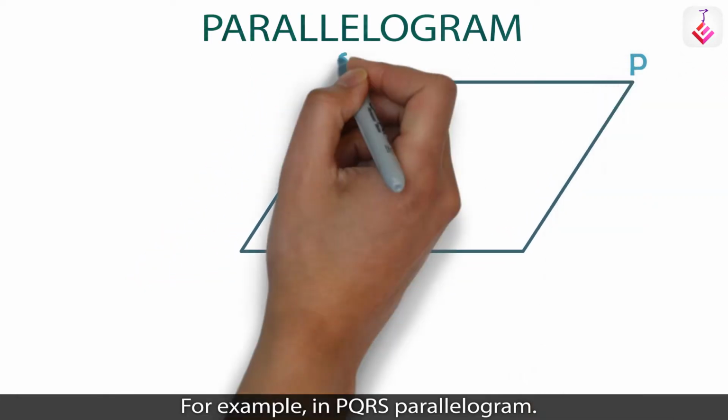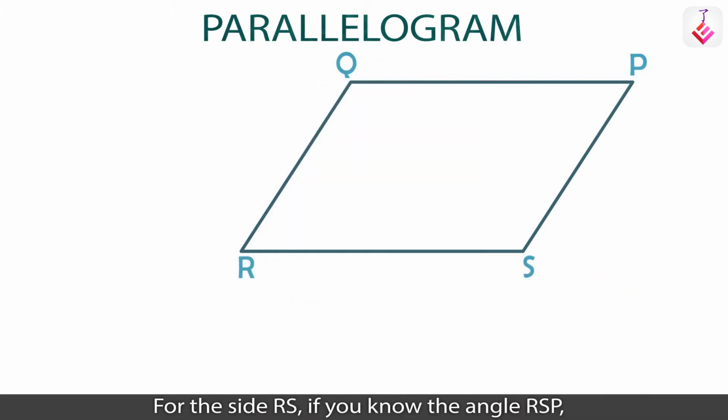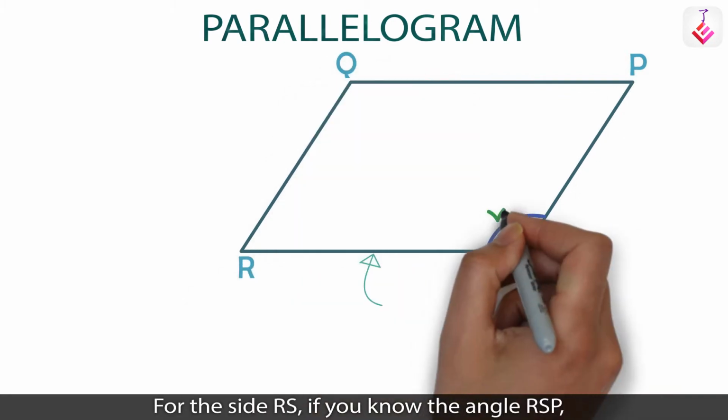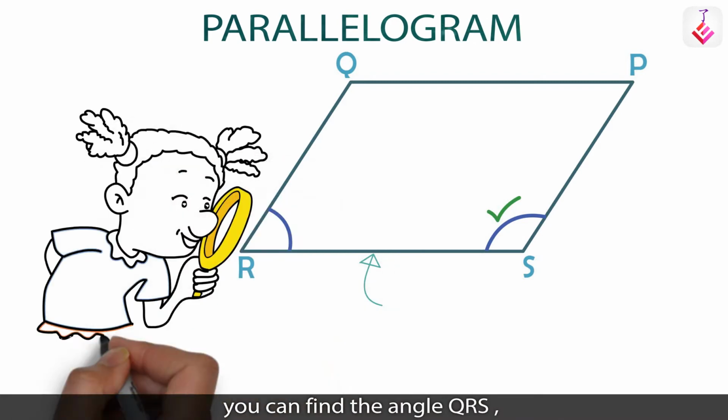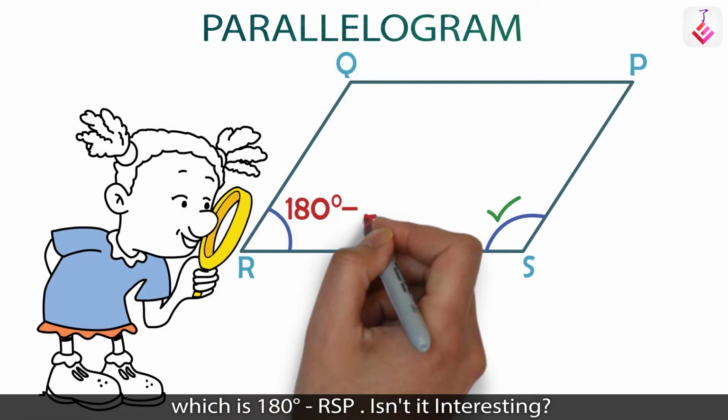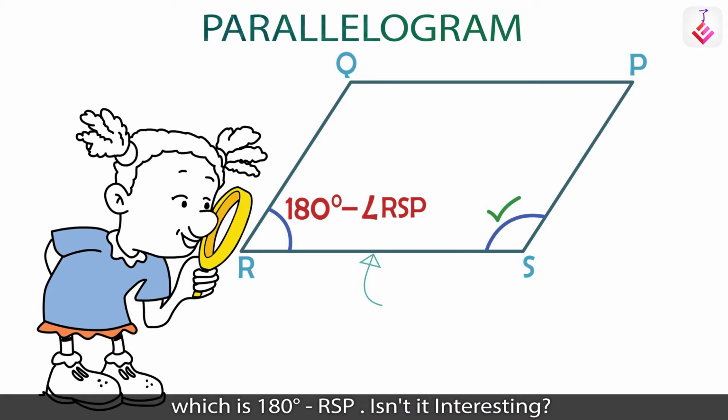For example, in parallelogram PQRS, for the side RS, if you know the angle RSP, you can find the angle QRS, which is 180 degrees minus RSP. Isn't it interesting?